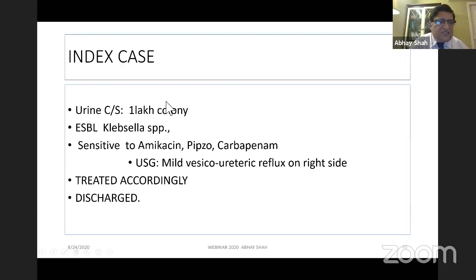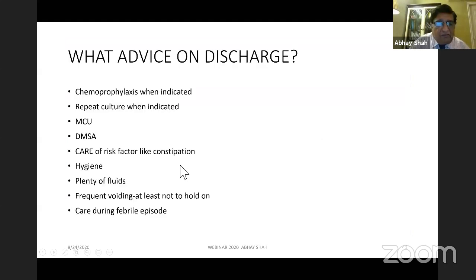So in the index case, ESBL Klebsiella was found, which was sensitive to amikacin, and was treated accordingly. But what is more important is that imaging was done and was suggestive of vesico-ureteric reflux on the right side. But when we did the DMSA, there was bilateral vesico-ureteric reflux. So what advice will you give to this child on discharge, Dr. Daruru?